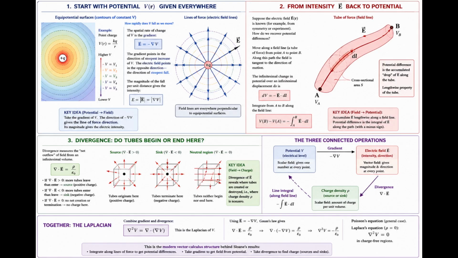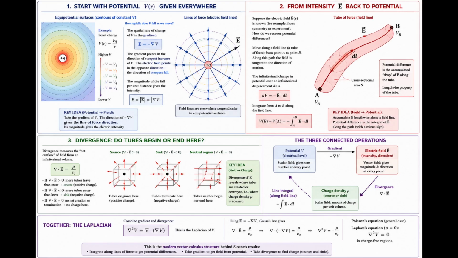This is divergence. So divergence is not asking about the lengthwise fall of potential. It is asking about the local bookkeeping of the tubes themselves. Jeans's language is exceptionally helpful here. "Do tubes originate here? Do they terminate here? Or do they merely pass through?" Modern calculus compresses that geometrical question into the divergence of the electric field, and Gauss's law tells us that this divergence is related to charge density. The center-right part of the image then brings these ideas together.